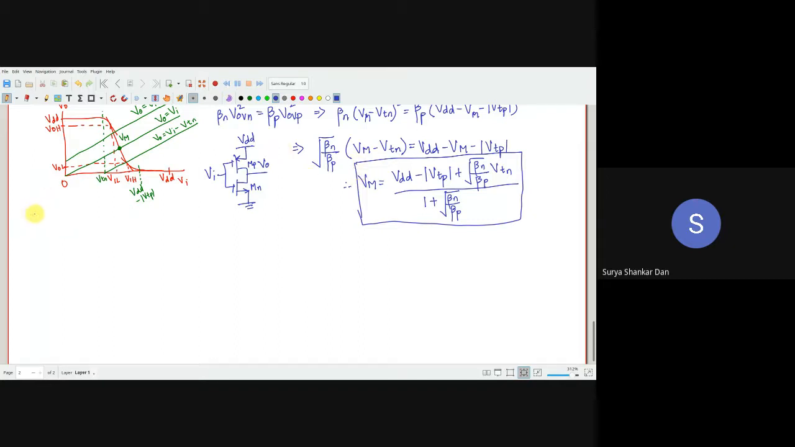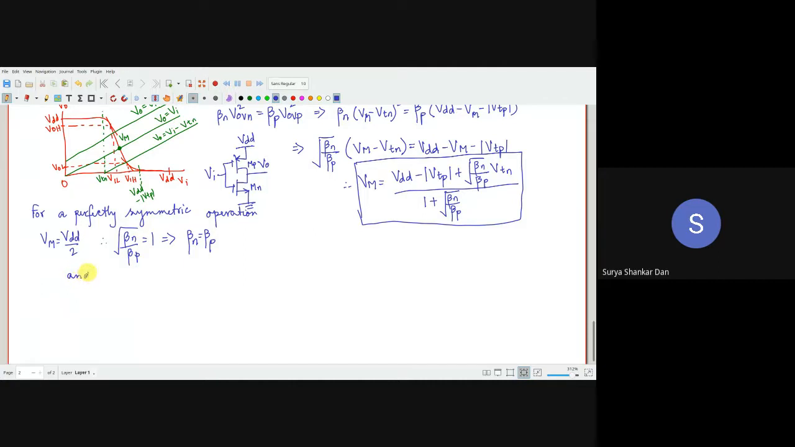What we will try to do is, for a perfectly symmetric operation, what would you like to have? Well, you would prefer to have equal high and low values. So I will prefer to have this VM exactly in the middle, between 0 and VDD, on both the VI and VO axes. That means VM is equal to VDD by 2. So if you put VDD by 2 over here, what do you expect? Clearly, you would like to have the root of beta N by beta P be equal to 1. This implies beta N equal to beta P.